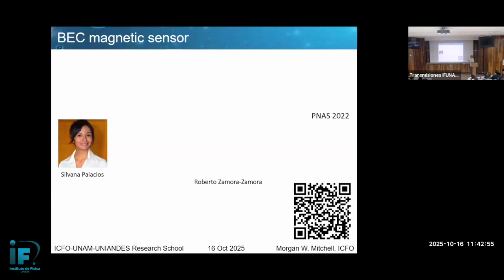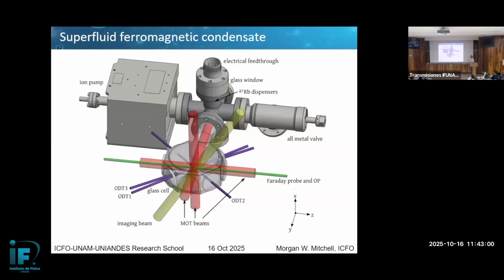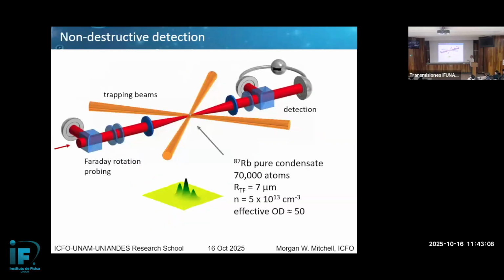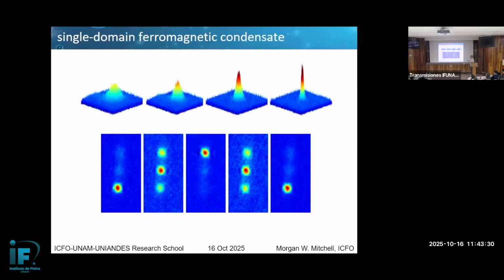Okay, so we published this in 2022. The experiment is a simple one-chamber BEC with cross-dipole traps. Inside the cross-dipole traps, we evaporate to about 70,000 atoms in a volume that is defined by this Thomas Fermi radius, which is 7 microns. Our readout is done using Faraday rotation probing, which is to say we pass off-resonance light through and we see its polarization rotate.